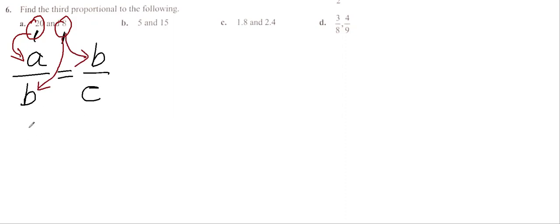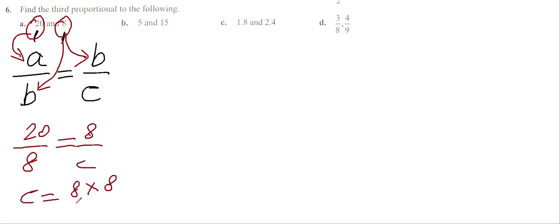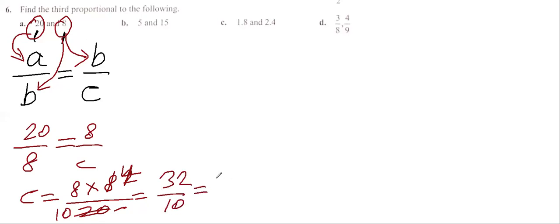So I am going to write 20 divided by 8 is equal to 8 divided by C. I will cross multiply. So C will be what? C will be 8 into 8 divided by 20. Okay, so 4 2s are 8, and 2 4s are 8, and 2 10s are 20, 8 4s are 32, 32 upon 10 is the answer, or I can write 3.2 is the answer. Okay, that's what A sum is.